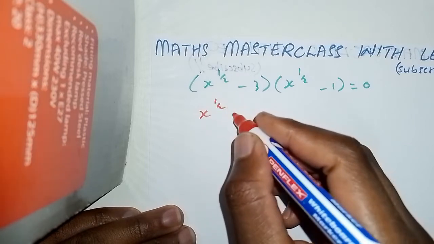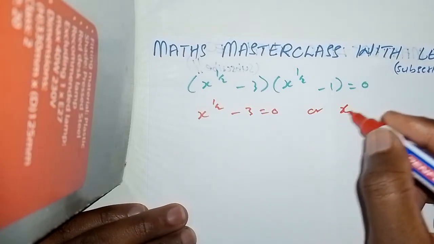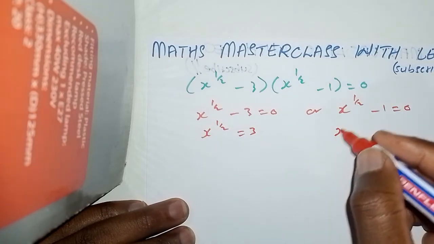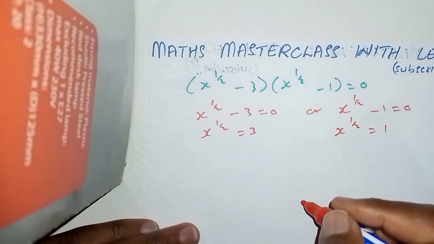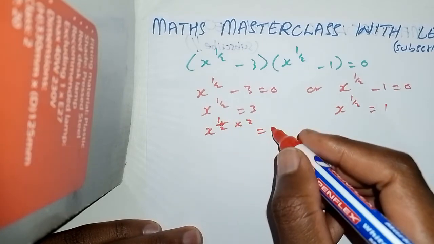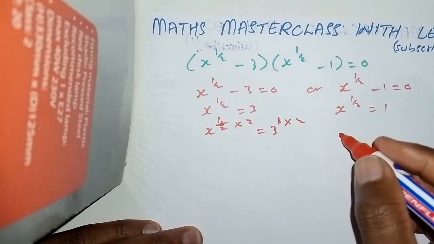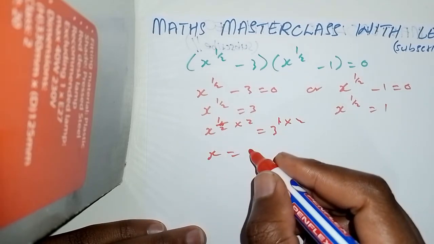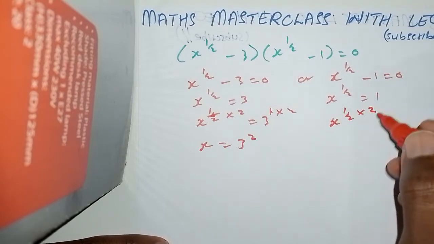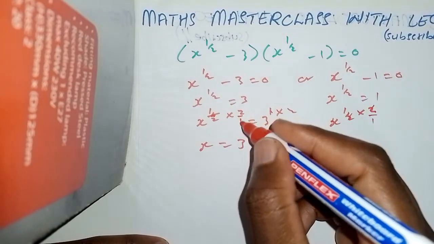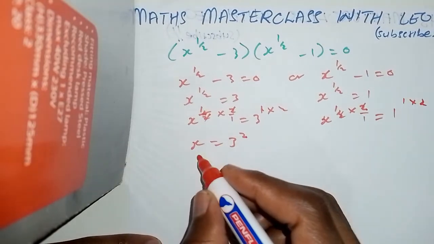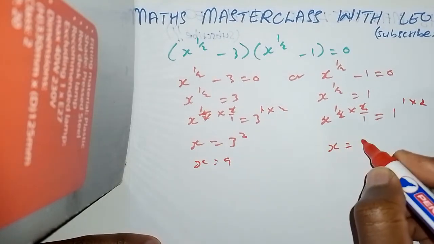Then I'm going to have x to the power half minus 3 is equal to 0, or x to the power half minus 1 is equal to 0. X to the power half is equal to 3. X to the power half is equal to 1, right? X to the power half multiplied by 2 is equal to 3 to the power 1 multiplied by 2. This will give me x is equal to 3 to the power 2, which is 9. Here, x to the power half multiplied by 2, I need this and this to cancel, equal to 1 to the power 1 multiplied by 2. This will give me x is equal to 1.